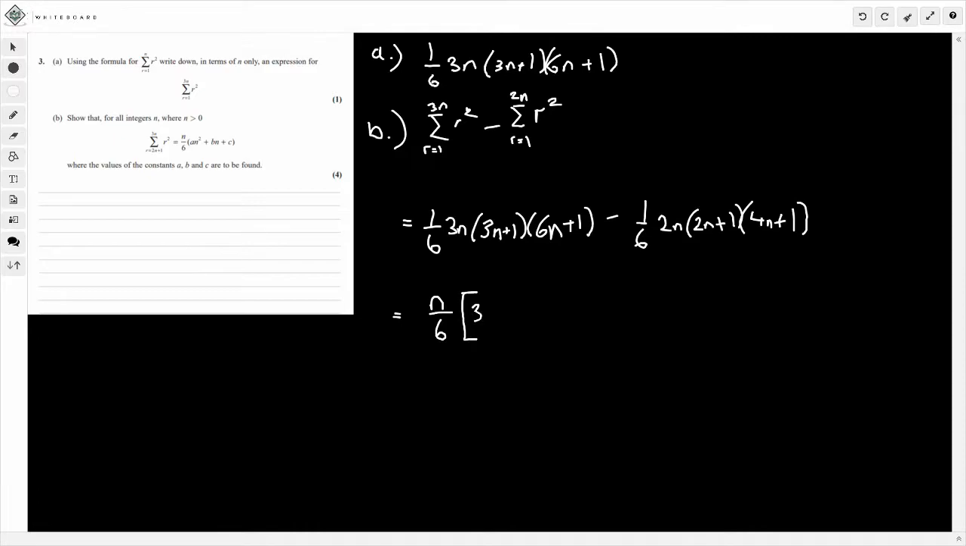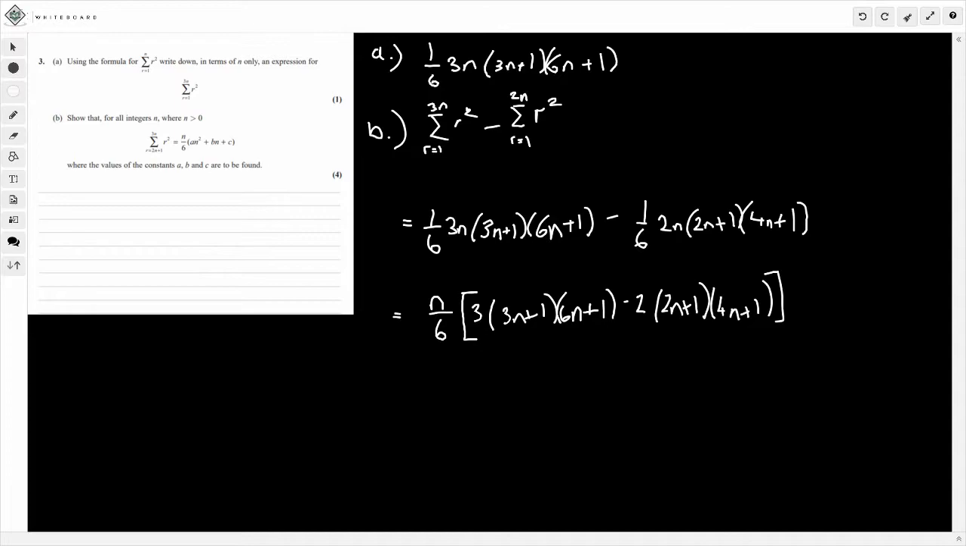So that's going to give me 3 lots, I'm just taking that factor back in, of 3n plus 1 times 6n plus 1. And I'm going to minus this 2 here, so it's minus 2 lots of everything else: 2n plus 1 and then 4n plus 1. So we're getting close to getting this form. We've just got to keep doing a bit more manipulation.